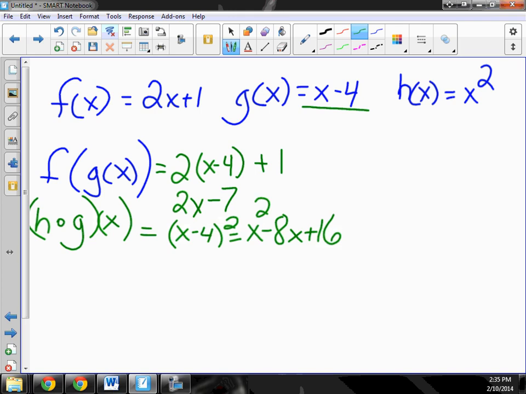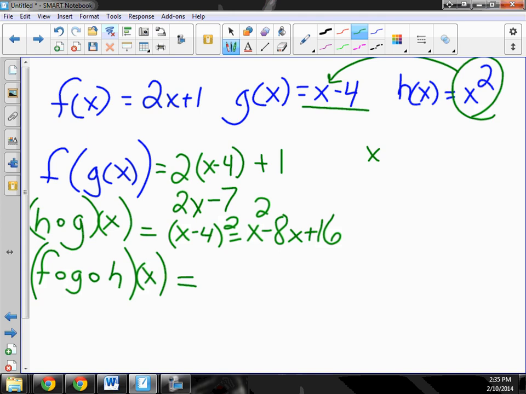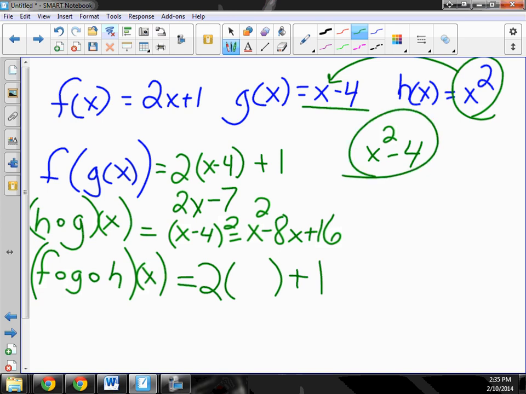Okay? What if I had f composed with g composed with h of x? So by plugging h into g, I get, so if I stick this in there, it's just x squared minus 4. And then I'm going to put x squared minus 4 in for f. And f is 2x plus 1. So I put this stuff in here, x squared minus 4, and we'll get 2x squared minus 7.